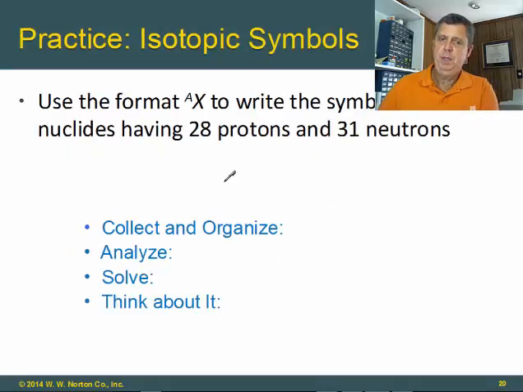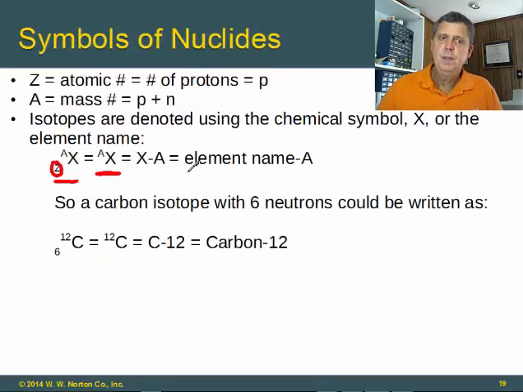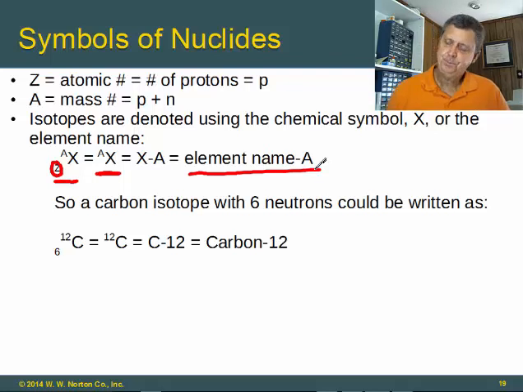Element name followed by A. You probably heard carbon 12 or carbon 14. Carbon 14 dating is radioactive carbon dating used to tell how old things like mummies and tombs are.